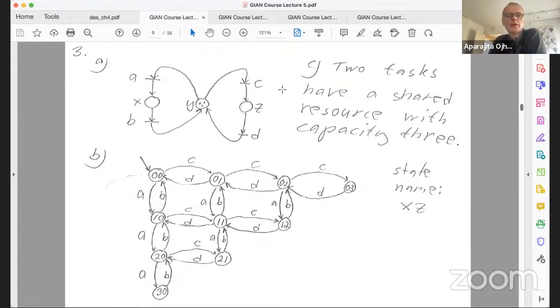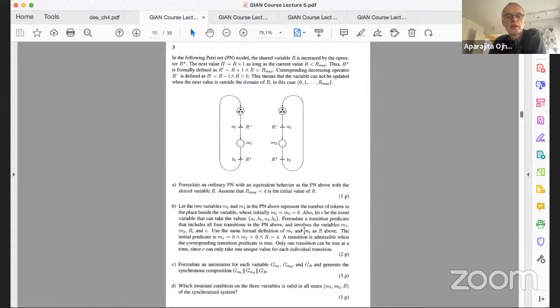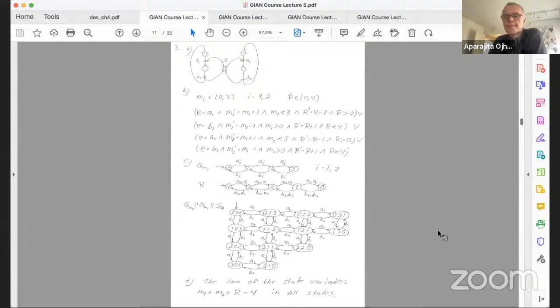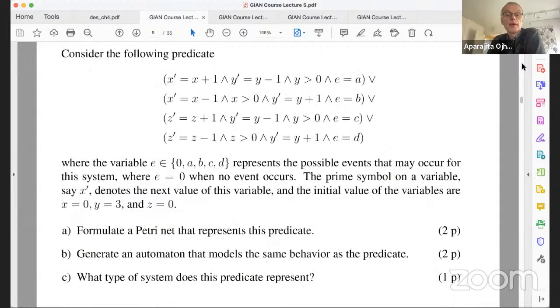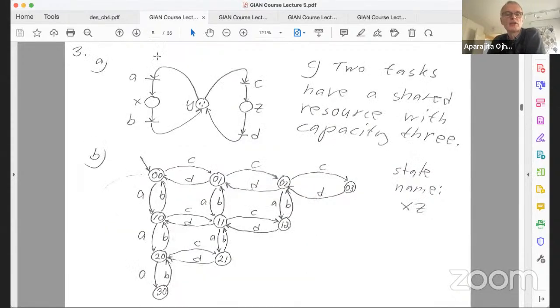So then generate a corresponding reachability graph for this, and let's see what it said. We should model the updates of these variables. Then we have, that should be, let's see, sorry. I should have done it like this. Generate an automaton that models the same behavior as the predicate or as this Petri-net.